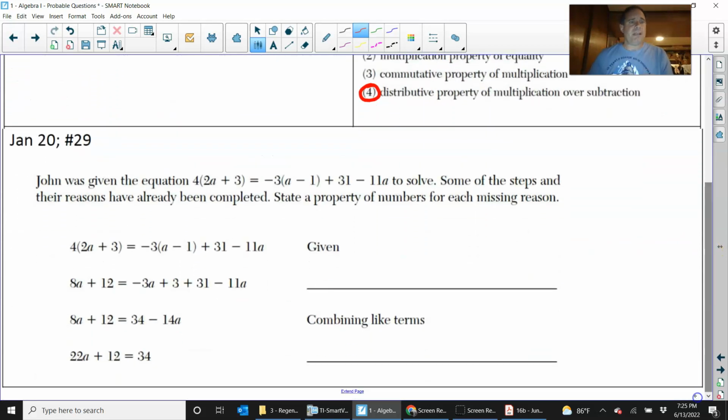Then this was an open-ended question in January 2020. A little bit confusing, but this is the given right here. And then something happens and they want you to state a property of numbers for each missing reason. So just look. Okay. So this is what happens. They do distributive property here. They do distributive property here. So what do you think it is to get to that? It is distributive property.